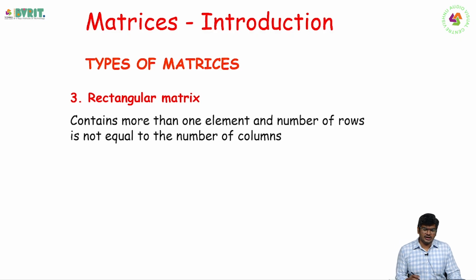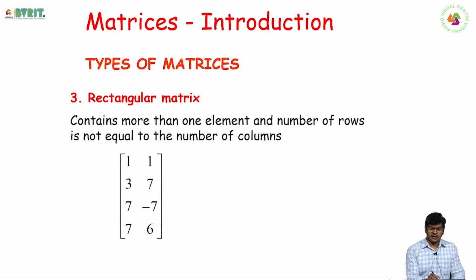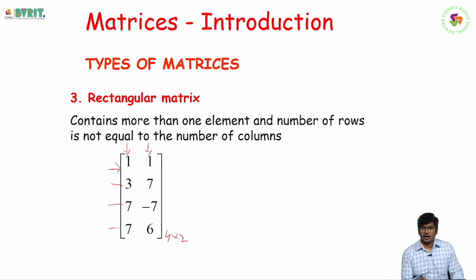Here observe, how many rows? 1, 2, 3, 4. 4 rows. How many columns? 2 columns. Therefore, what is the order? 4 by 2. Here observe that 4 is not equal to 2. Therefore, the number of rows is not equal to the number of columns. Therefore, this type of matrix is called the rectangular matrix.